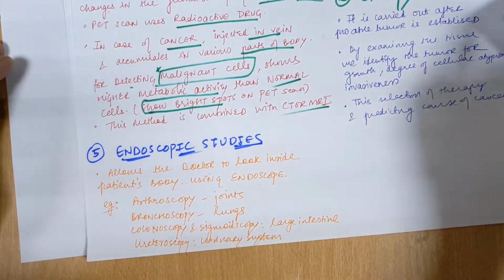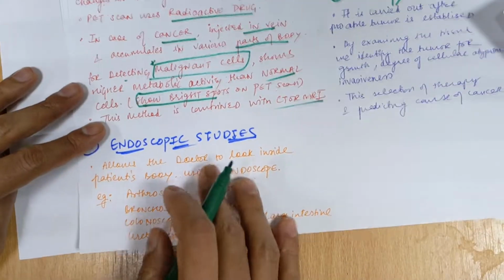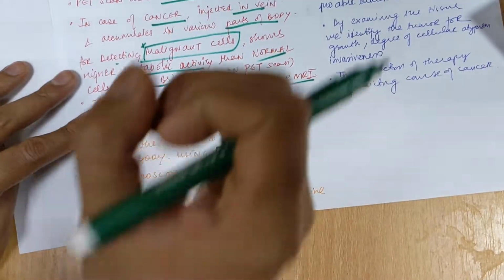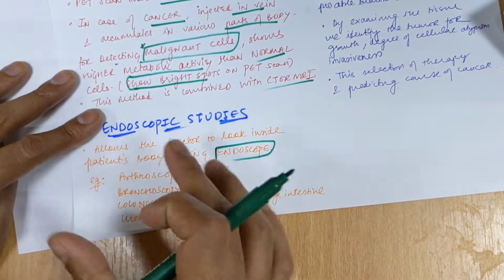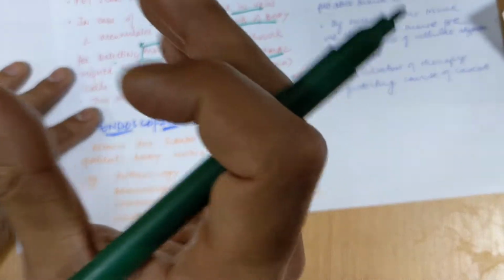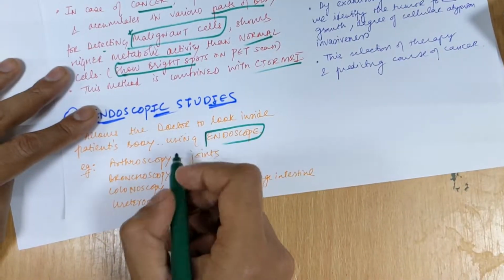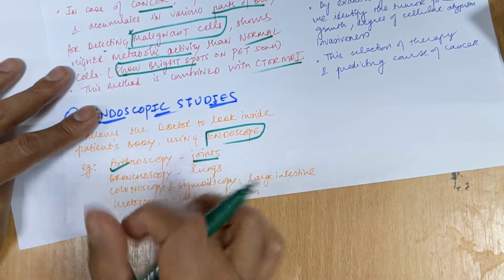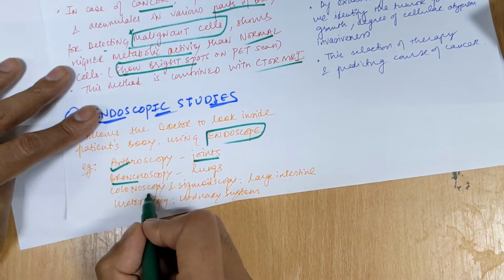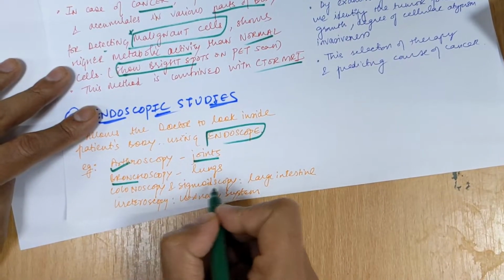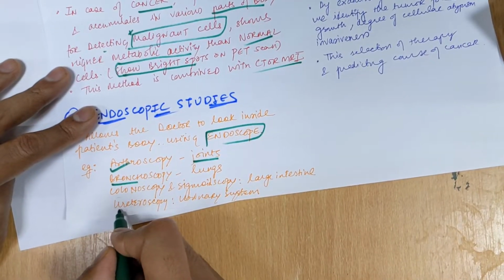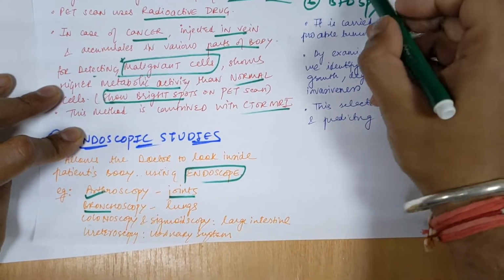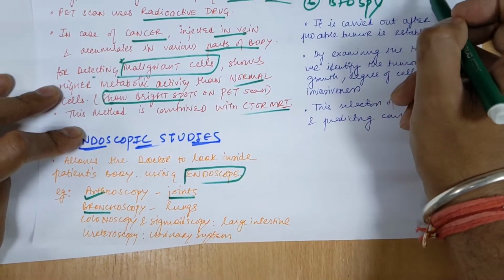Now we have endoscopic methods. Endoscopic methods allow a doctor to look inside the patient's body using an endoscope. An endoscope is a machine which is put into the patient's body, and which displays the image of that organ on the TV. So you can see the real organ on the TV. We do arthroscopy for joints, bronchoscopy for lungs and bronchi, colonoscopy for the colon, that is the large intestine, sigmoidoscopy for the sigmoid colon, ureteroscopy for the ureter and urinary system, laparoscopy for the full abdominal cavity, and esophagogastroduodenoscopy for the esophagus and stomach.